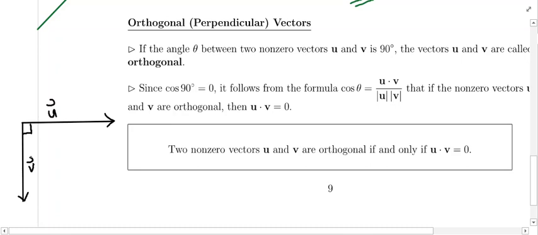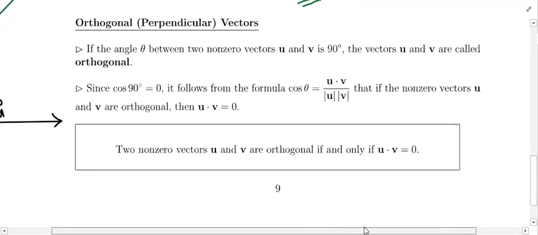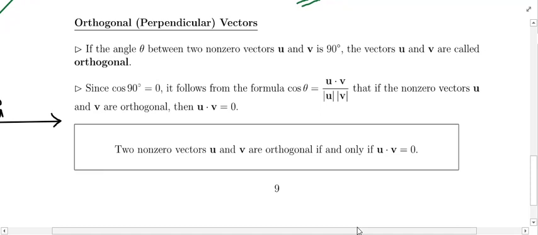If the angle theta between two non-zero vectors u and v is 90 degrees or pi over 2 radians, the vectors u and v are called orthogonal. Since the cosine of 90 degrees is equal to 0, it follows from the formula cosine of theta equals u dot v over the magnitude of u times the magnitude of v, that if the non-zero vectors u and v are orthogonal, then u dot v has to be 0. Let me elaborate on that.